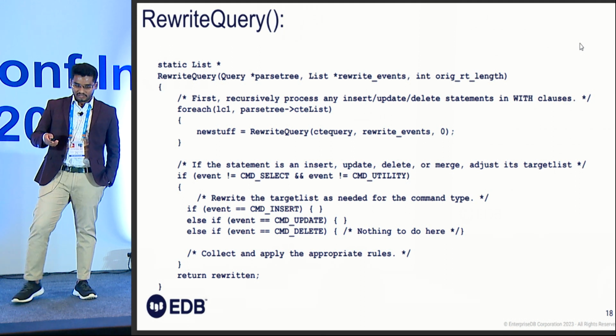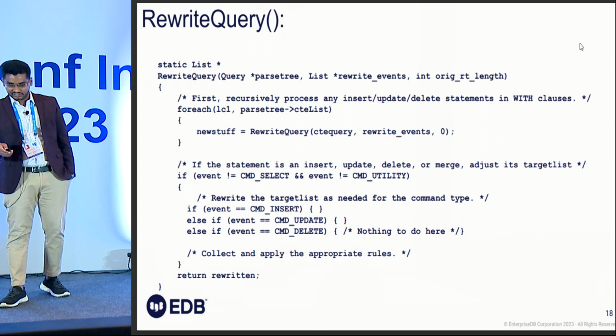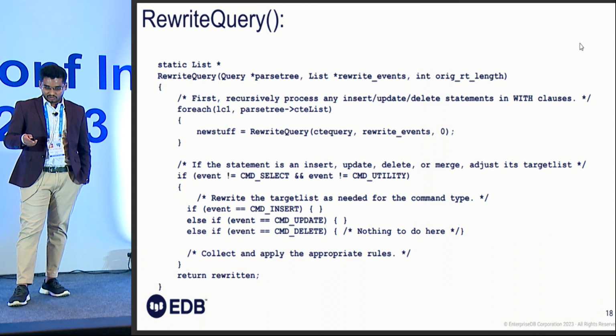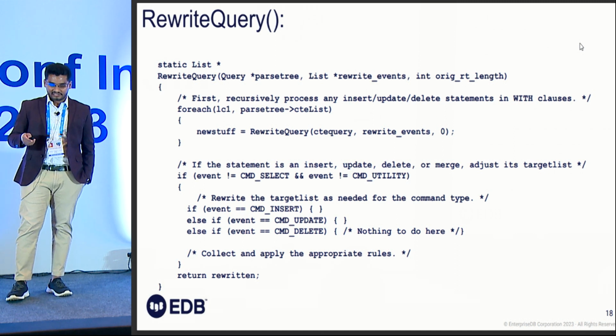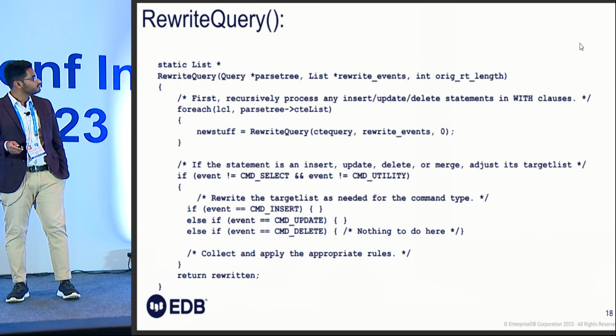This is actually the prototype for the rewrite query function. As I mentioned earlier, checking the city list and adjusting the target list is done in the rewrite query function.